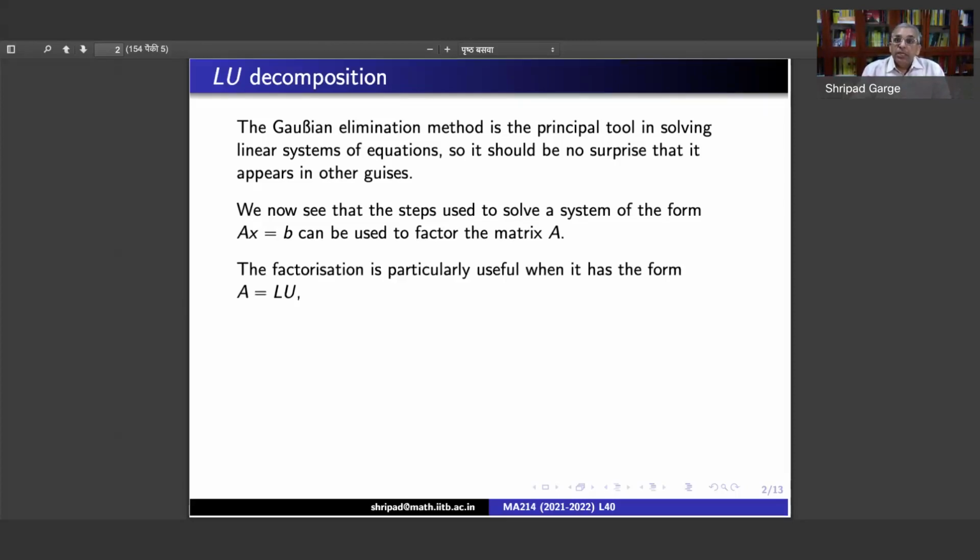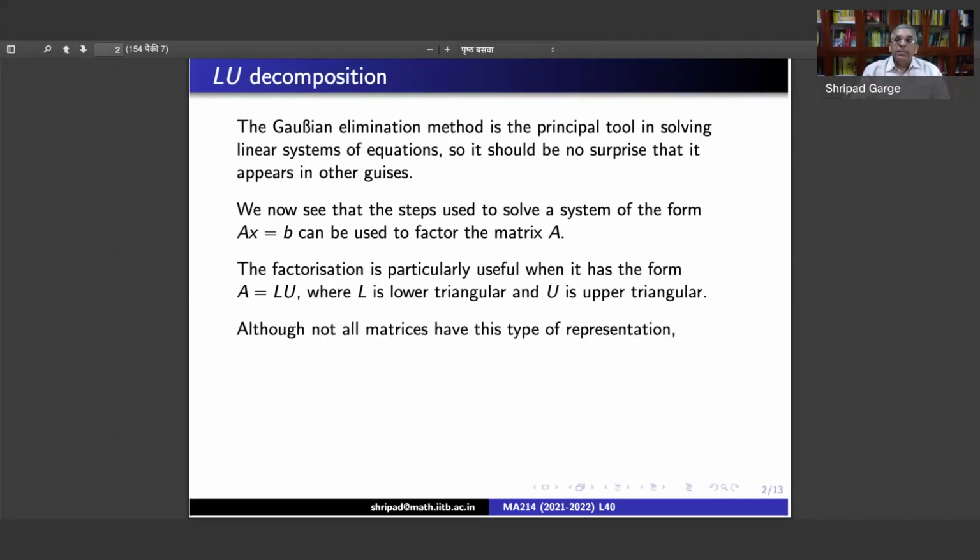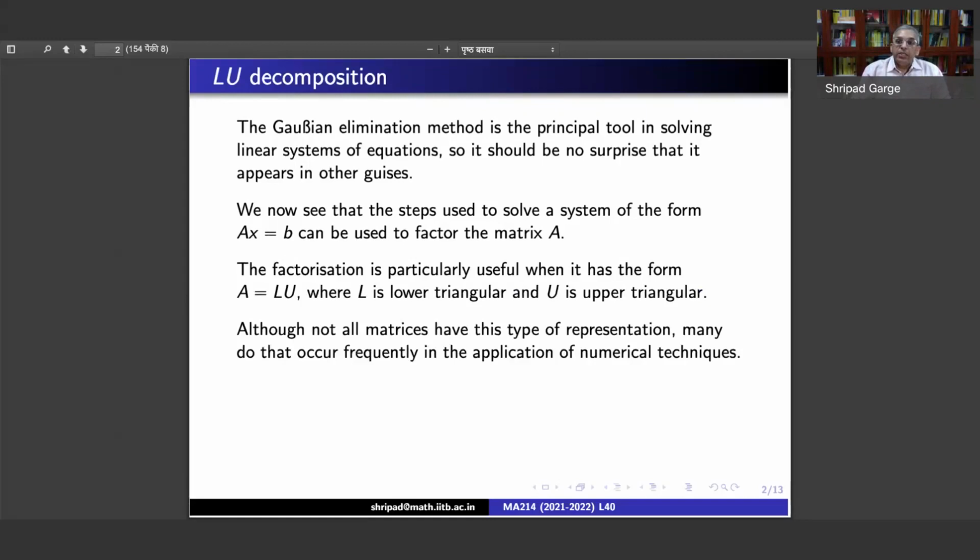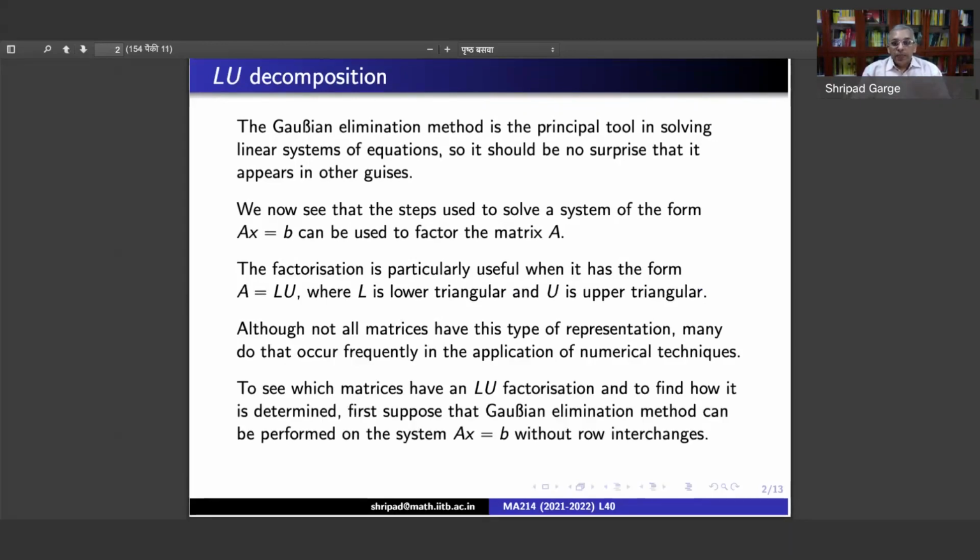So this factorization is particularly useful when it has the form A = LU, where, as the names suggest, L is lower triangular and U is upper triangular. Of course, not all matrices will have this type of representation. Many do, that occur frequently in the application of numerical techniques. To see which matrices have an LU factorization and to find how it is determined, let's assume to begin with that the Gaussian elimination method can be performed on Ax = b without row interchanges.